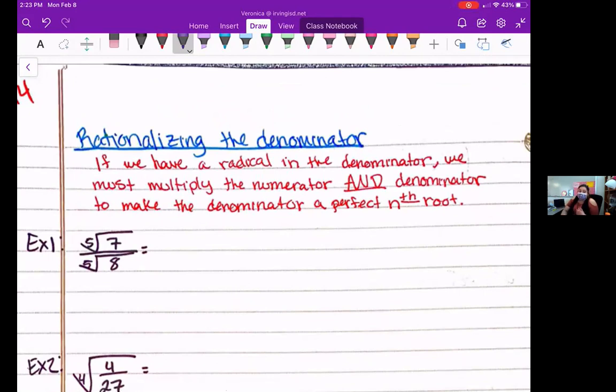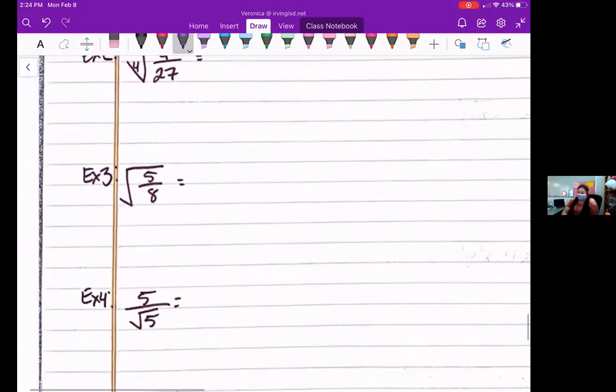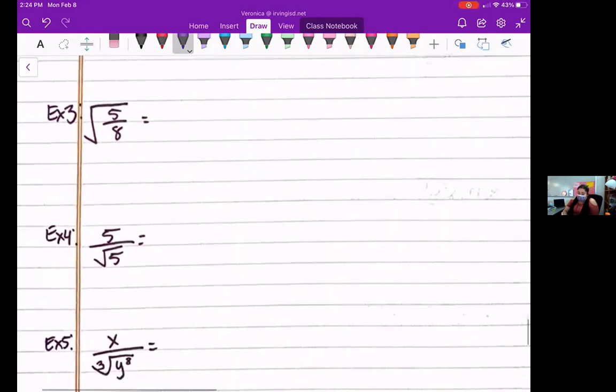Okay. If we have a radical in the denominator, then we must multiply the numerator and denominator to make the denominator a perfect nth root. We did the mistake of starting with example 1 in 6th period, so we're not going to make that mistake. We're going to go straight to example 3, because that's an easy example to get us started. Your homework is going to look like examples 3 and 4. So we're going to get started with those. That's probably where we're going to stop, because that's where I stopped with 6th period, and I want you to be at the same spot.